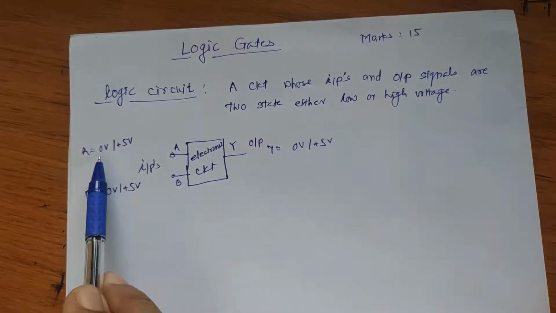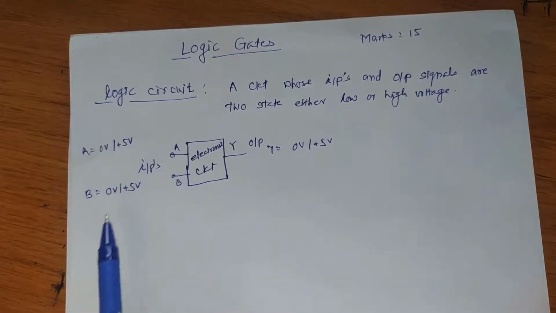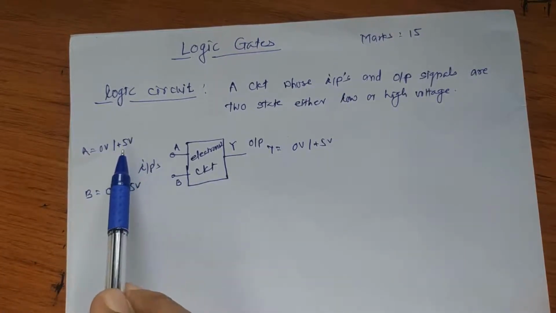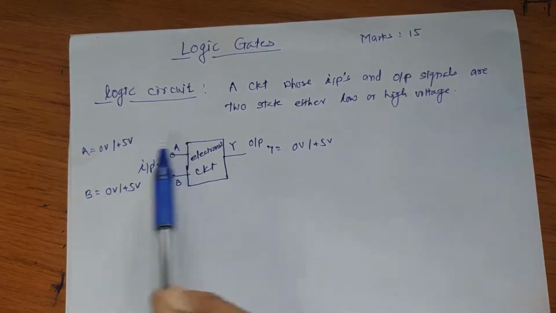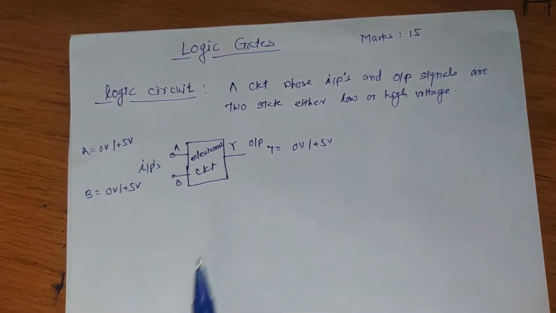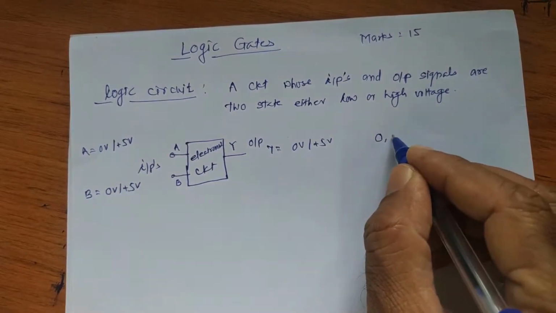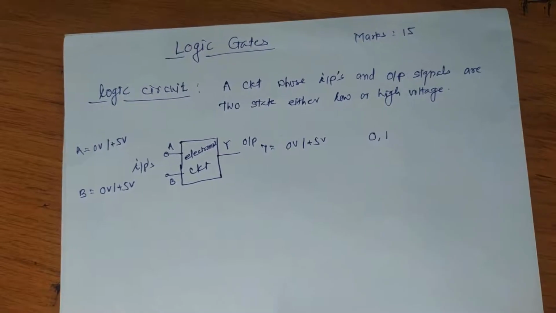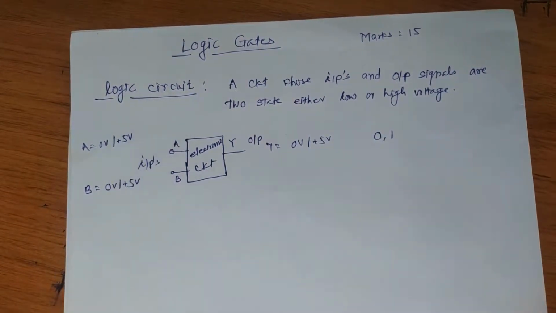When the input is 0 volt, logically we can say that the input is low. When the input is plus 5 volt, we say that the input is high. Logically it is indicated by 0 and 1. Such a circuit is known as a logic circuit.